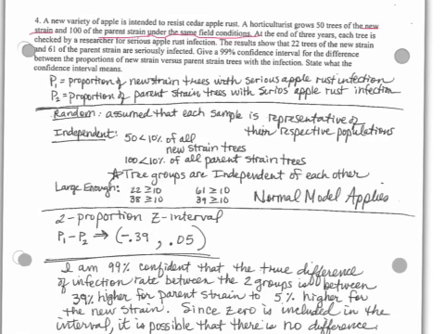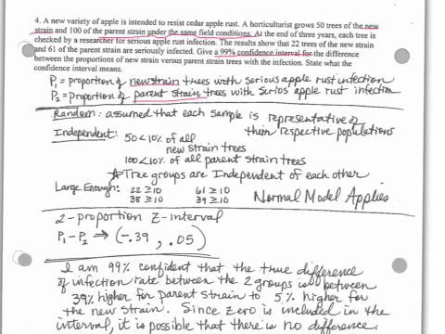So what you have then is the two proportions you're comparing. The proportion of the new strain trees with serious apple rust infection and the proportion of parent strain trees with serious apple rust infection. Okay? So you get one sample and then you infer that to all of new strain and all of parent strain trees. We are to give a 99% confidence interval for the difference between those.